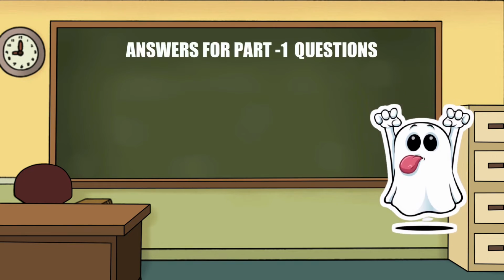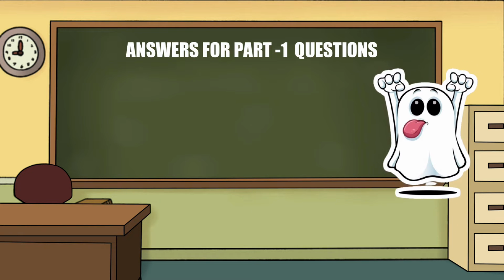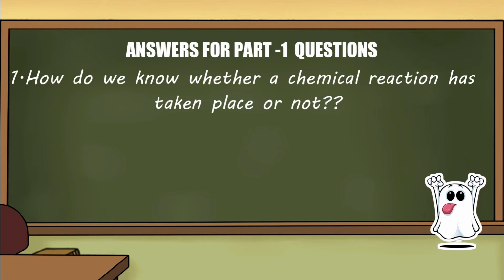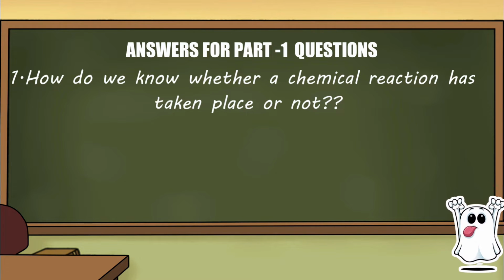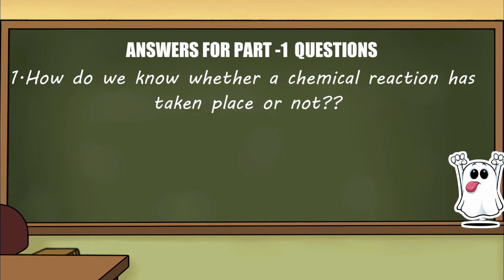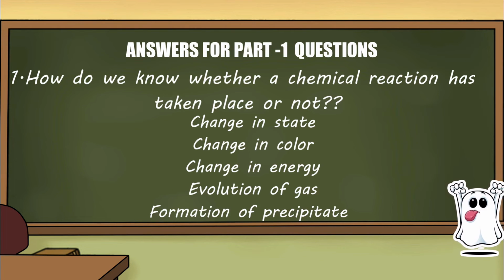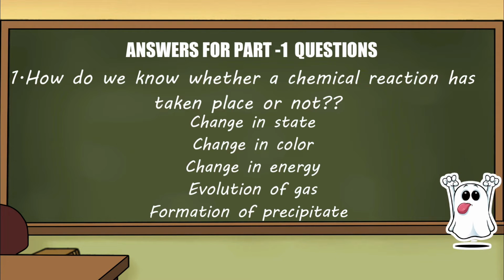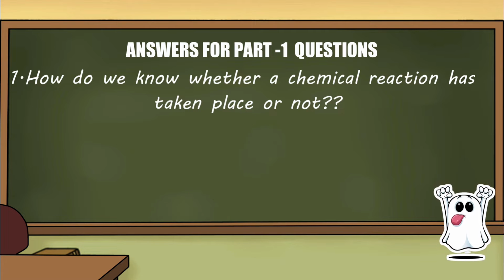Before going to the topic, we will see the answers of the questions which were asked in the part 1 video. First question. How do we know whether a chemical reaction has taken place or not? The answer is, we can determine whether a chemical reaction has taken place or not by the following characteristics: change in state, change in color, change in energy, evolution of gas, and formation of precipitate.